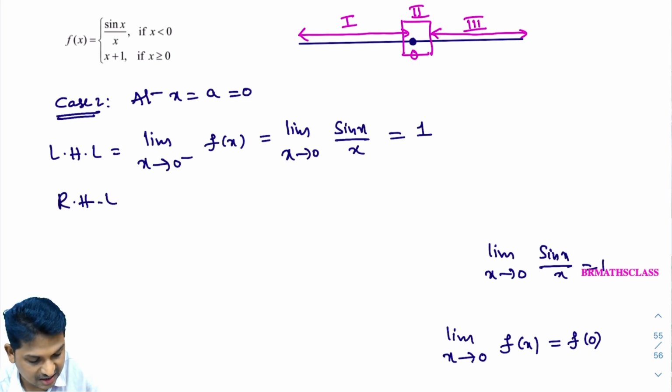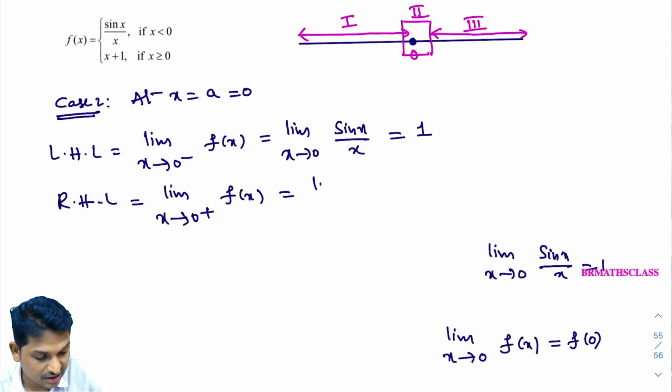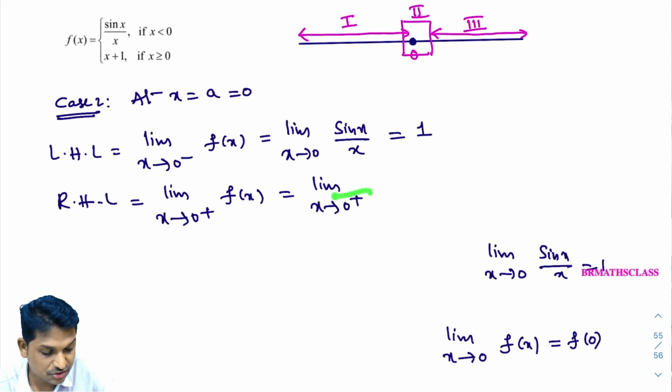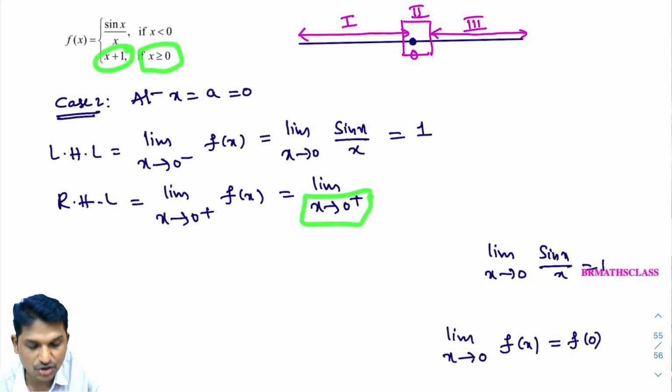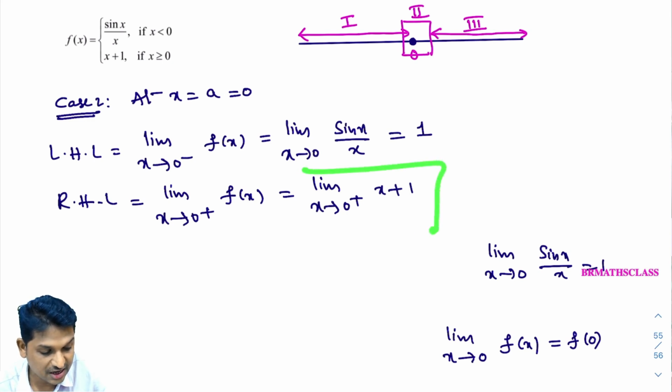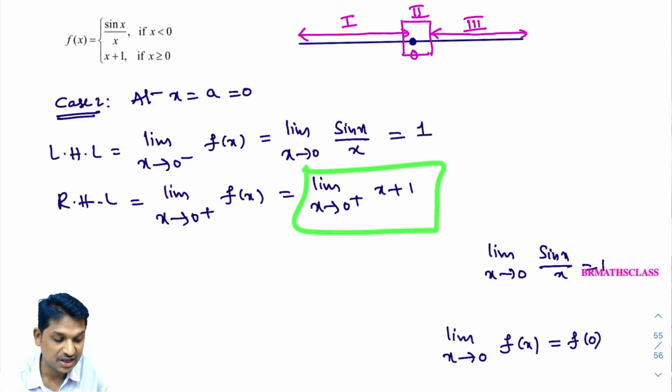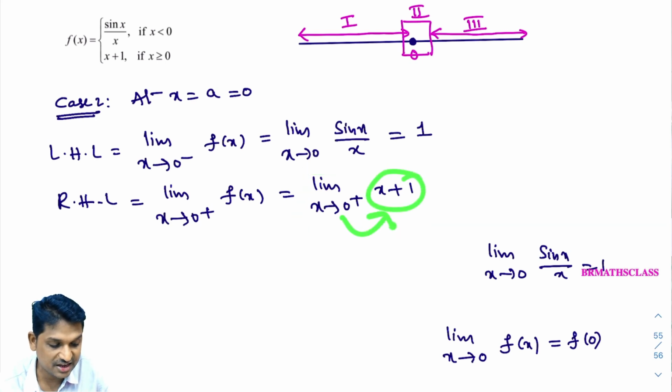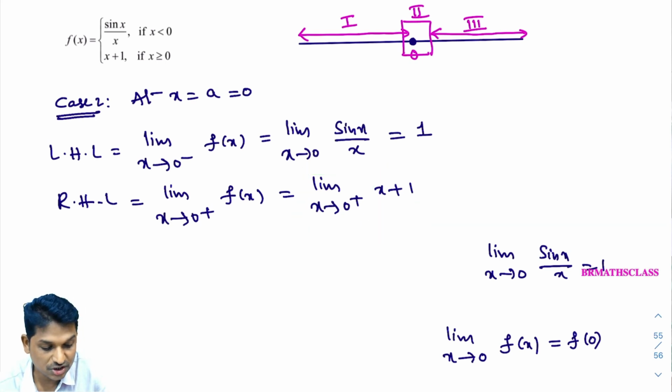Now I'll calculate the right hand limit. How to calculate the right hand limit? Limit x approaches 0 from right, f of x. X approaches 0 from right means all x values are greater than 0. When x values are greater than 0, we need to choose this function, f of x as x plus 1. So in place of f of x, I'll write x plus 1. Now I need to calculate this limit. In the given function where x is there, you write 0. So what you will get is 0 plus 1, and 0 plus 1 is 1 only.